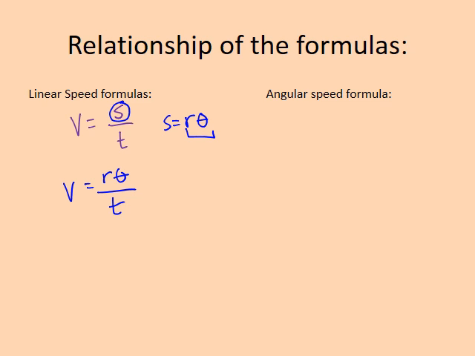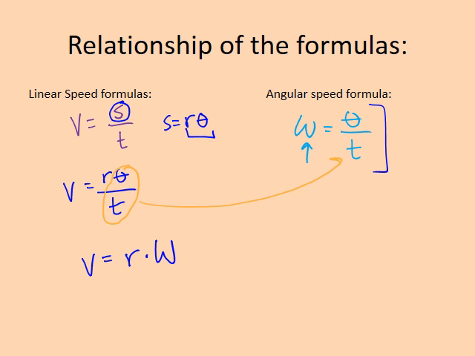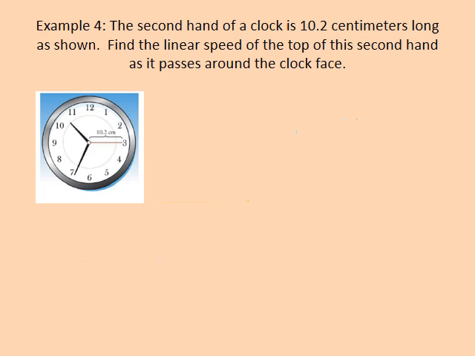Now, angular speed, which we use the Greek letter omega for, equals theta divided by time. If you notice, in the linear speed there also exists theta divided by time, which is the angular speed. So you can also write the linear speed as the radius times the angular speed. There's 3 different ways to represent the linear speed and 1 way to represent the angular speed. We will now do an example of linear speed.